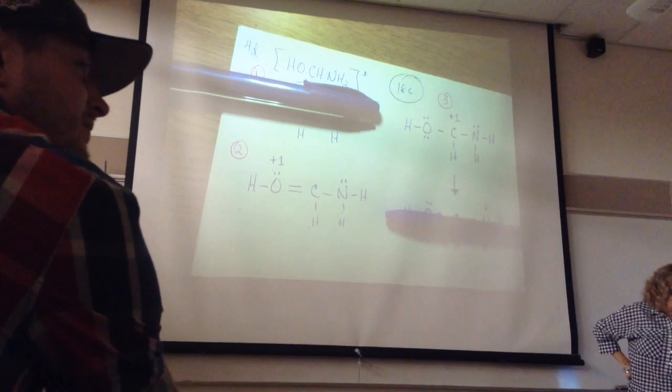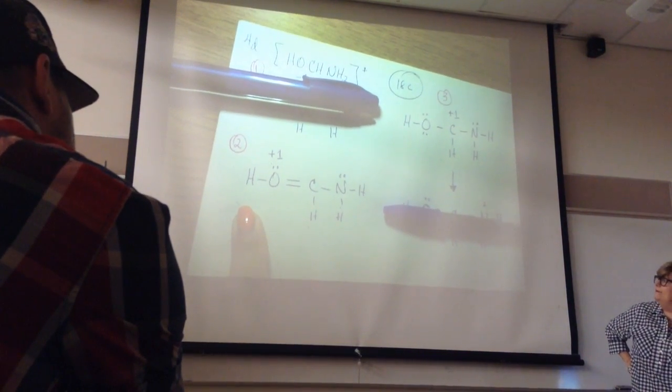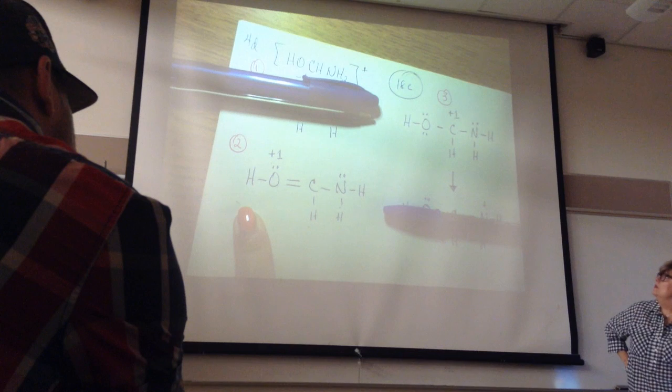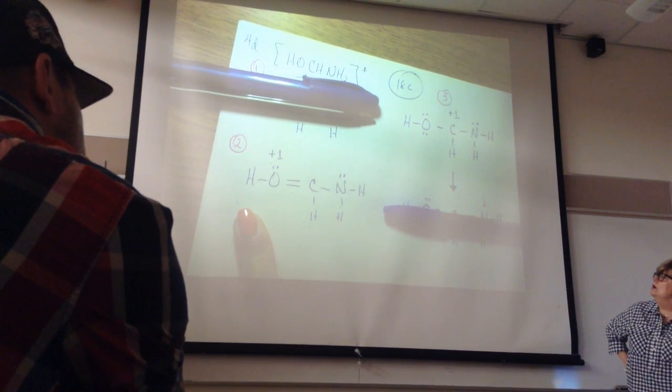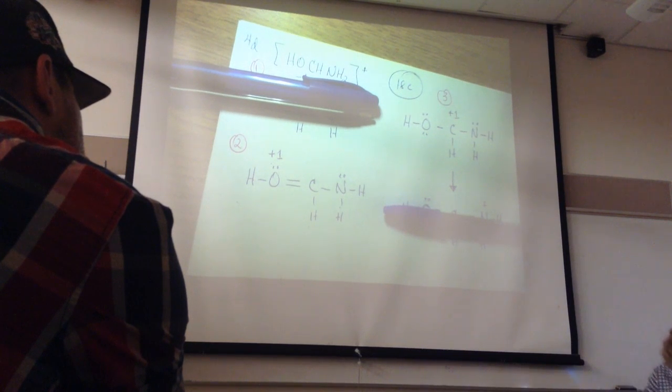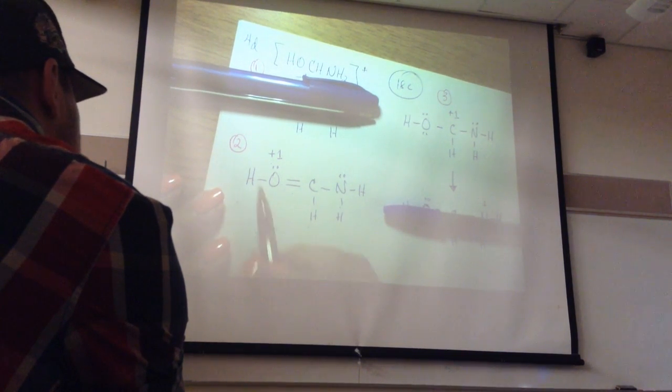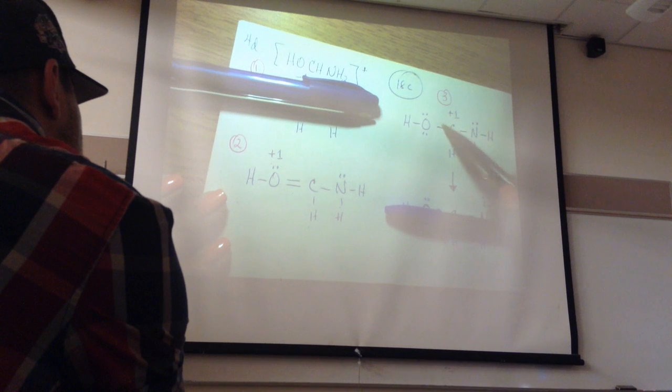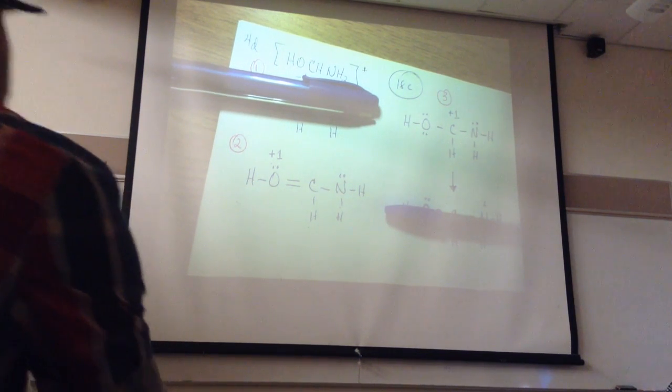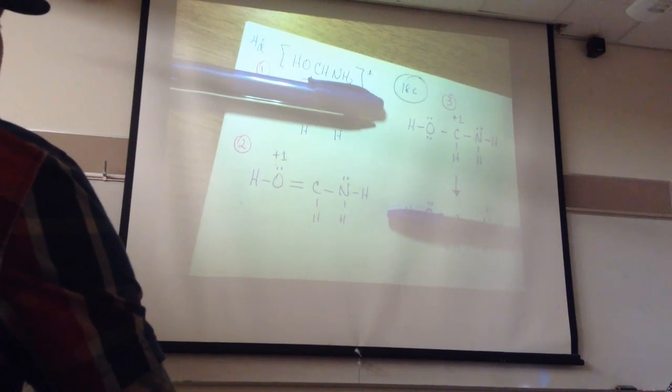Why are you saying 2? Because it has full octet for each, and it has full bond. But I guess oxygen's more electronegative, so we wouldn't have a positive. Do we have 18? 2, 4, 6, 8, 10, 12, 14, 16, 18. I see what people are saying. So people pick number 2 based on that.